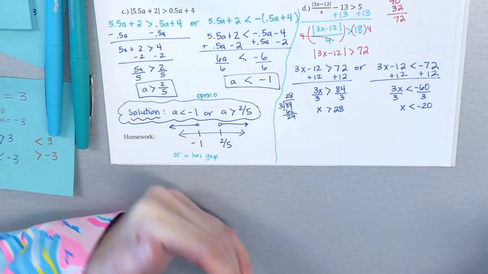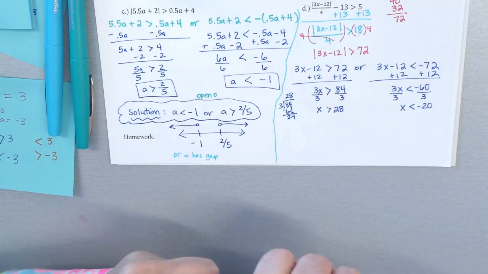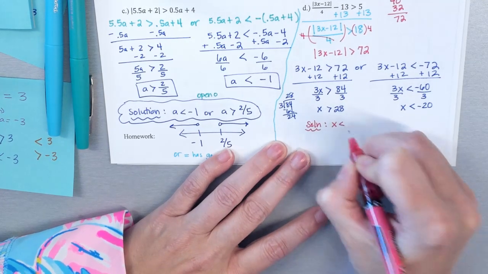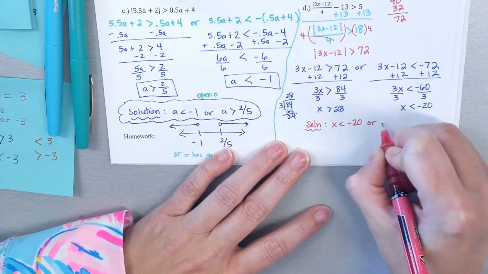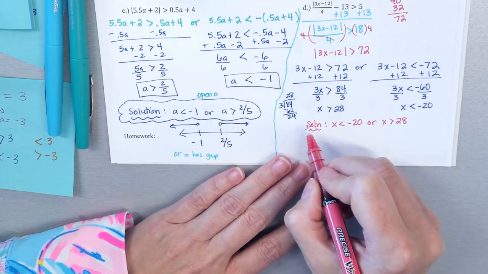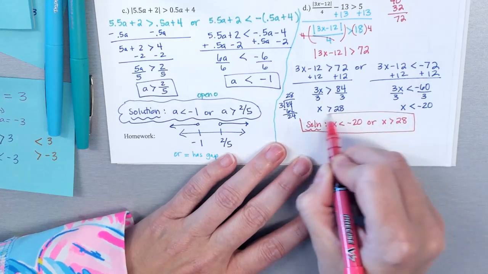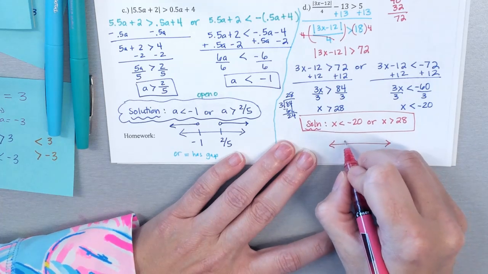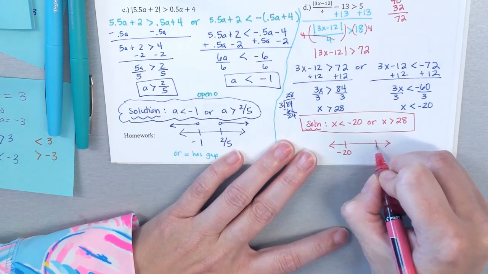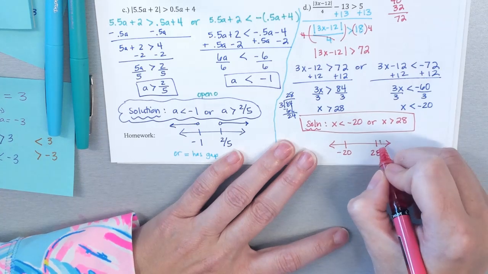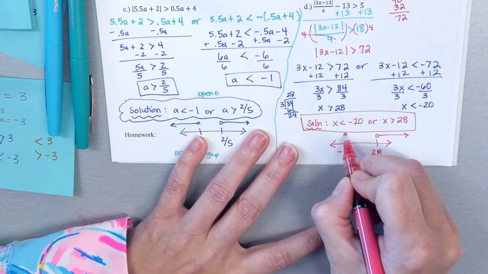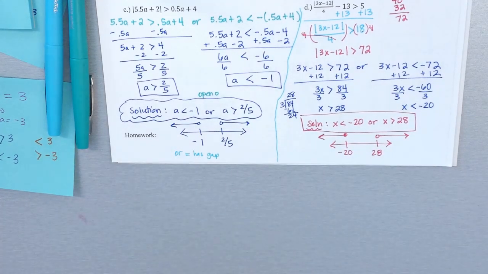Okay, and then again, when you're writing your solution, you just put the less than first. Okay, so it's x is less than negative 20, or x is greater than 28. Okay, and the or means they're not happening at the same time. That is fine. And like I said, as long as you have your key values on there, you don't have to worry about the little tick marks. I know that can be a lot. Okay, and then you should have them going in opposite directions.